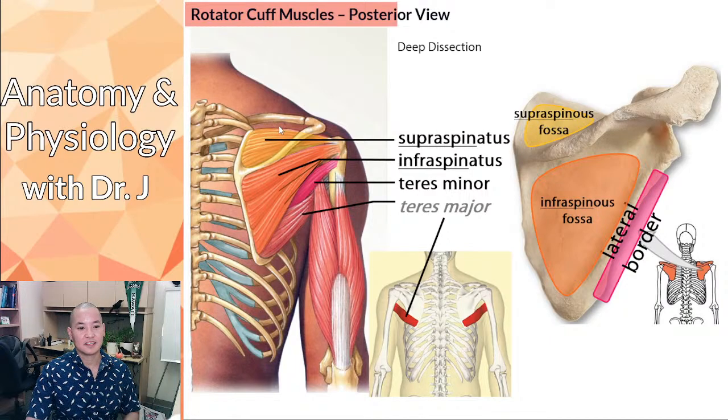And the deltoid, also a common misconception that this is a part of the SITS muscles. It wraps around the whole thing, so it would be over here, but it doesn't insert on that head, it actually inserts on that deltoid tuberosity. So that's why the deltoid is also not a rotator cuff muscle.